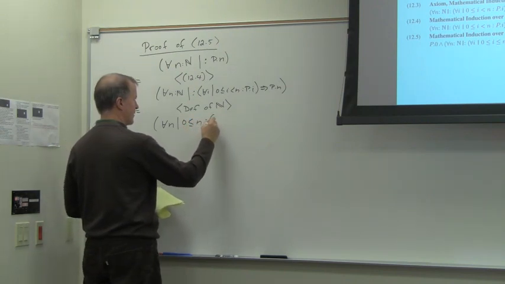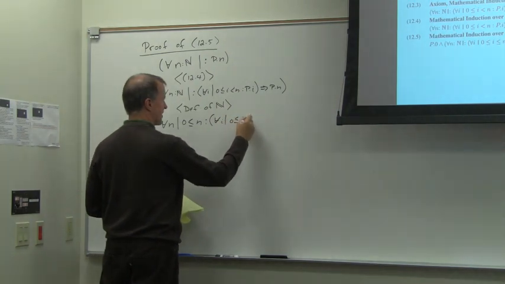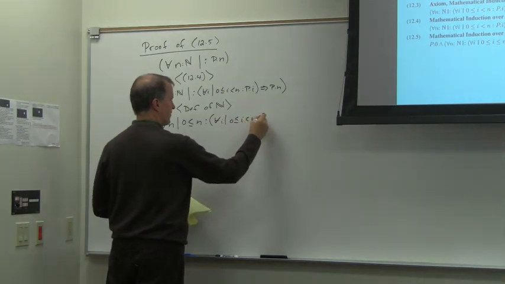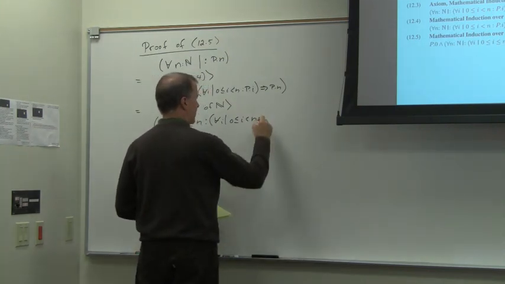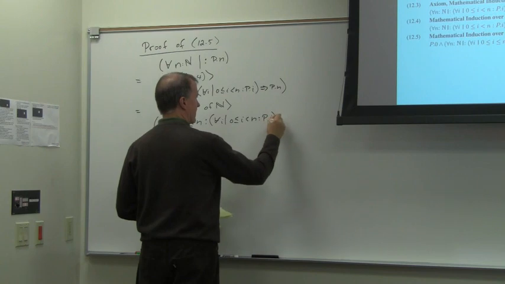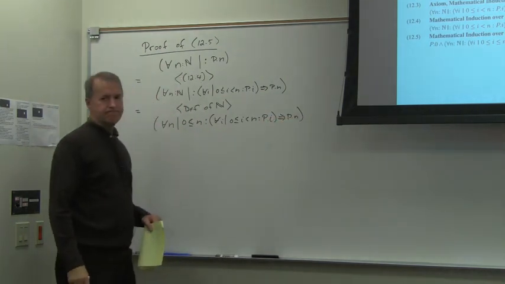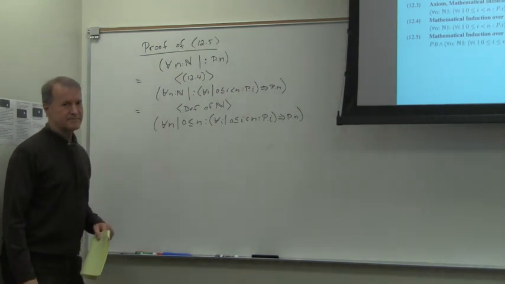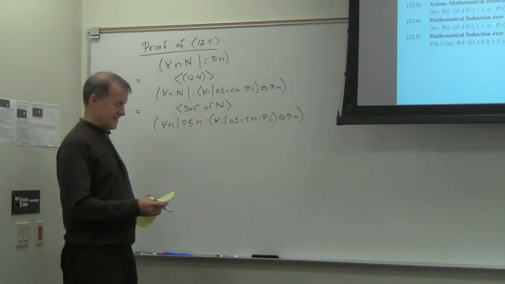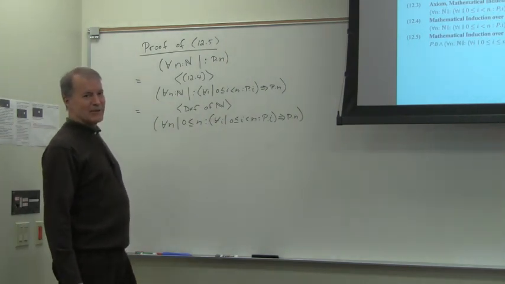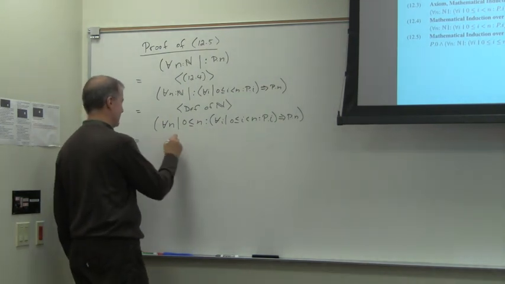Body, for all I, 0 less than or equal to I less than n, body p dot I implies p dot n. Is everybody good? Now remember, that's a tricky one. Okay. Who wants to split off the first term?